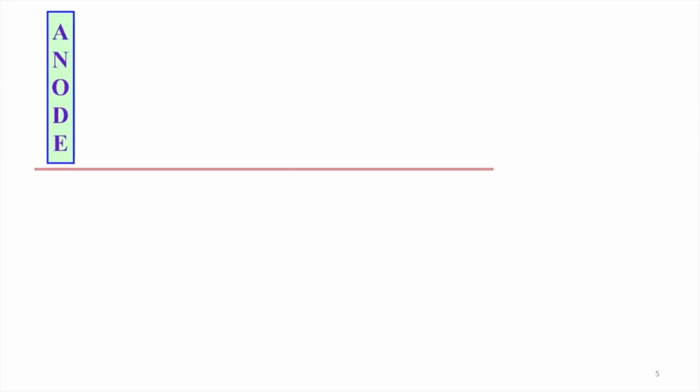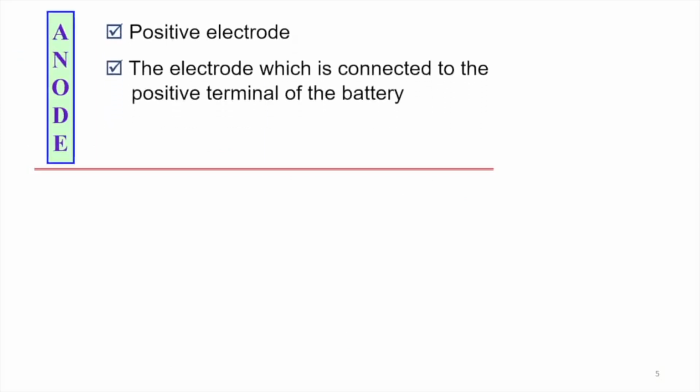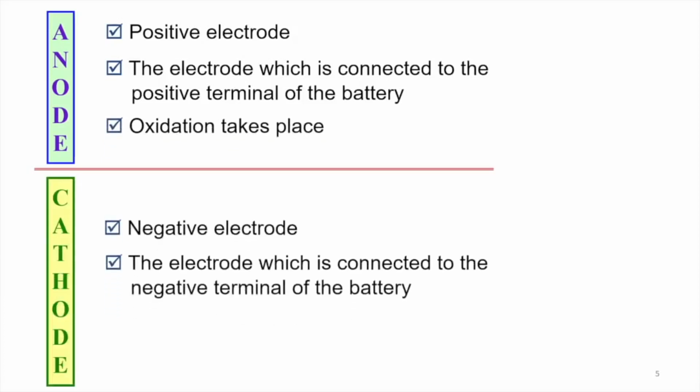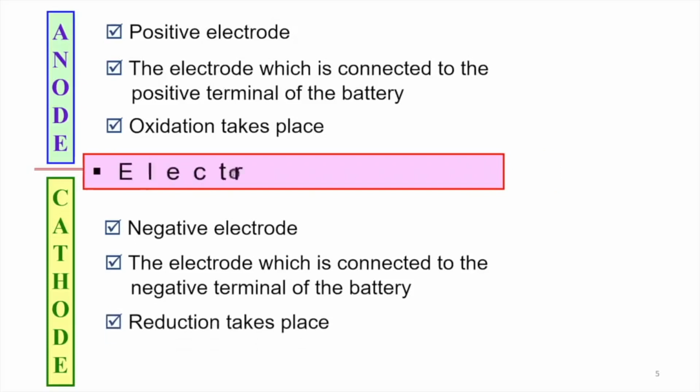Okay, so next I will explain about anode and cathode. So anode is a positive electrode, the electrode which is connected to the positive terminal of the battery, and oxidation takes place. While cathode is a negative electrode, the electrode which is connected to the negative terminal of the battery, and reduction takes place. And electrons flow from anode to cathode.